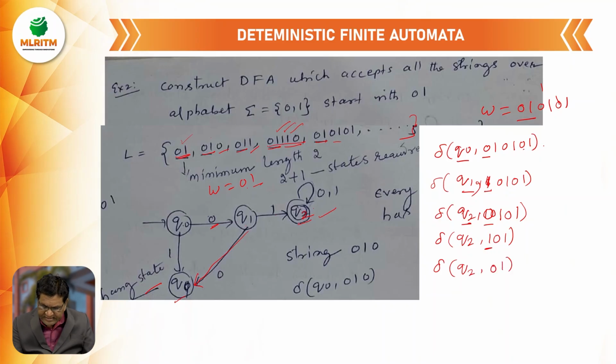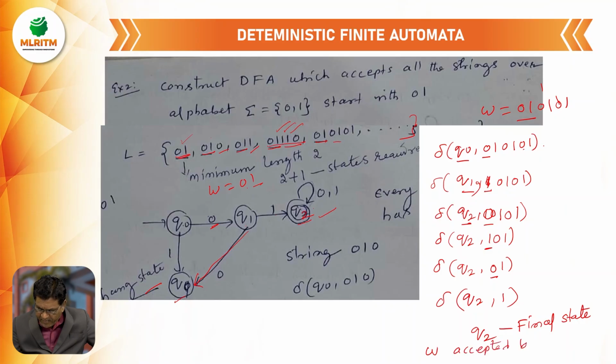Current state is Q2 with current input 0, then it is Q2. Current state is Q2 with current input 1, so Q2 with 1 stays in Q2. Sir, is Q2 a final state or not? Yes, it is a final state. Before that, what I said, when it reaches the final state, that string W is accepted by the finite automata. Thank you, one and all.